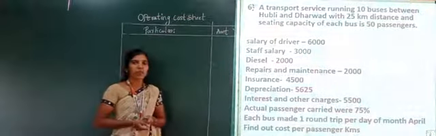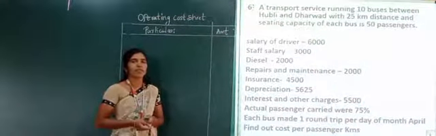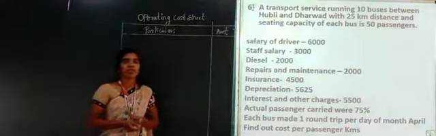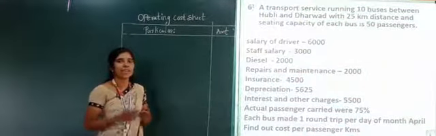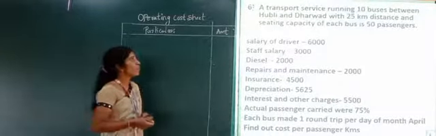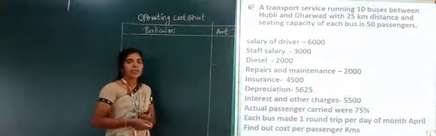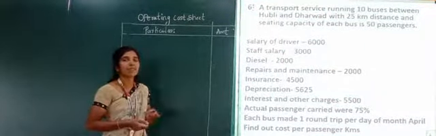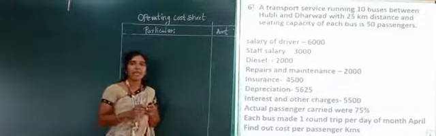Today I am going to discuss some other problems based on operating costing. In the previous class we solved 5 marks questions related to the calculation of passenger kilometer. Here the information will be given for a 15 marks question. So let's see what type of information will be given.